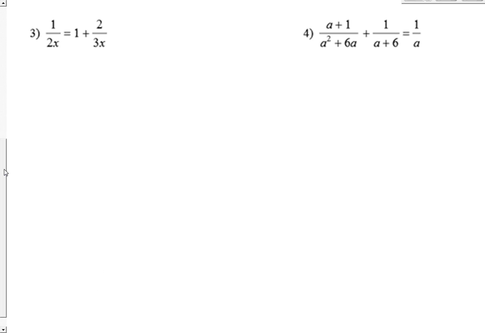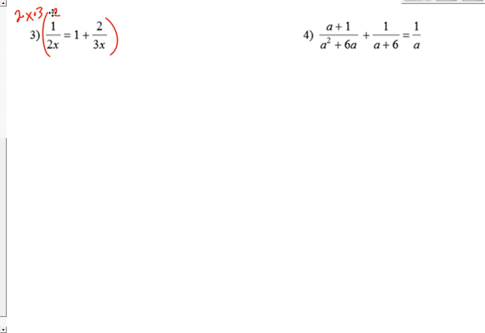Looking at problem number 3, I have a 2, an x, and a 3 that are all different from each other. And so I'm going to use all 3 of those factors. I do not need to duplicate the x. So I'm going to have 2 times the x times the 3. And when I look at that, I have the 2, the x, and the 3. 2x and the 3, to be multiplied by each of the terms.